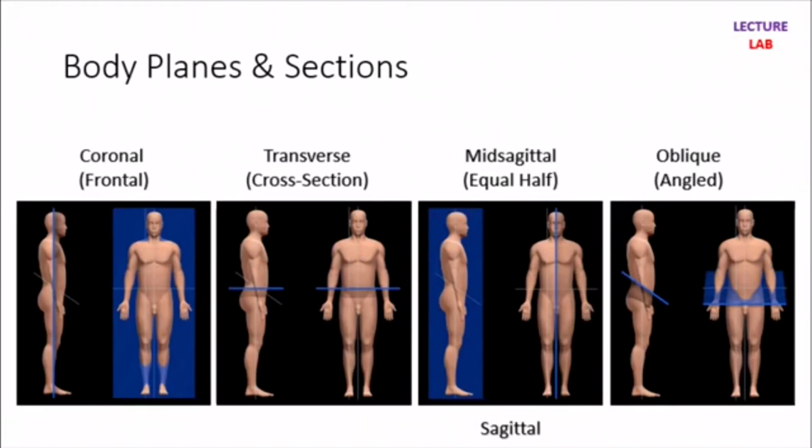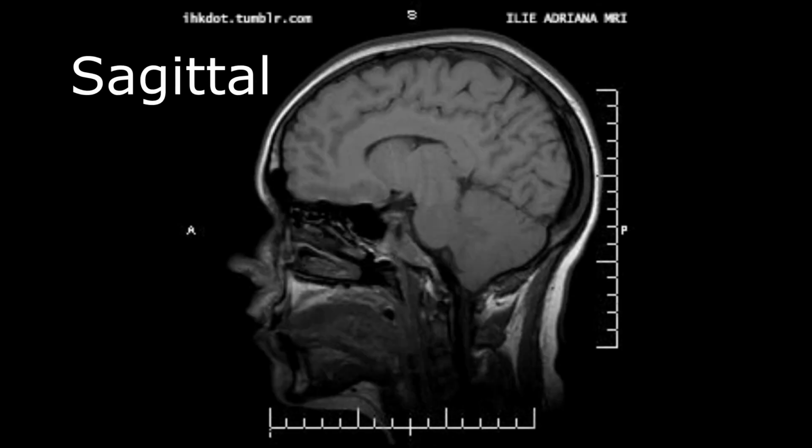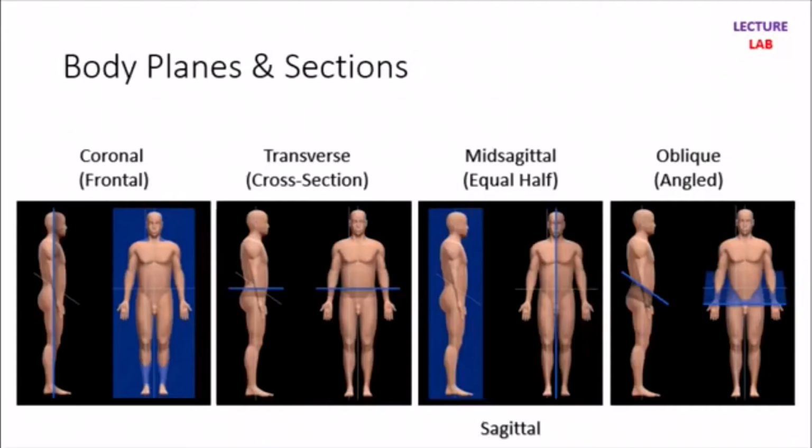Mid-sagittal and sagittal are related. Mid-sagittal cuts things in an equal half. If you are slightly off center, you are now sagittal. So anything in that plane but not exactly equal half, instead of being mid-sagittal, is just sagittal. If you're at an angle at all, we call that oblique.